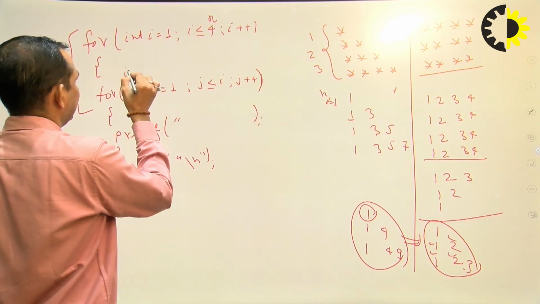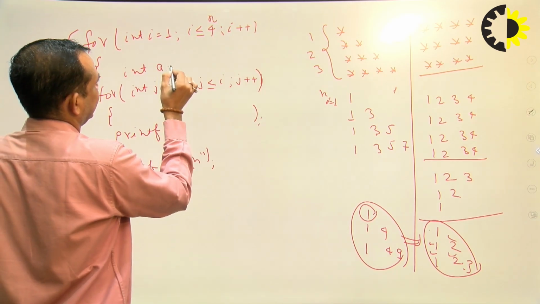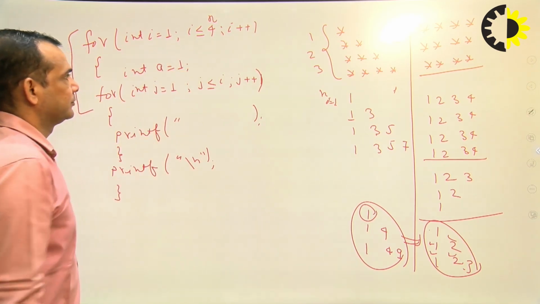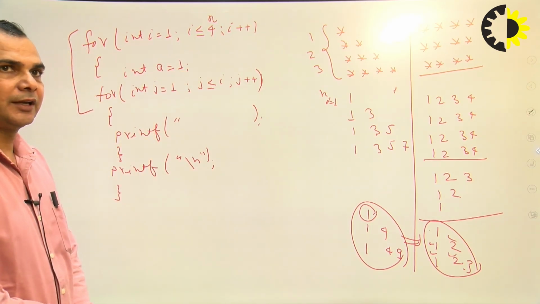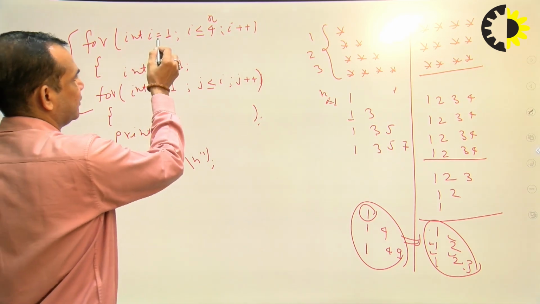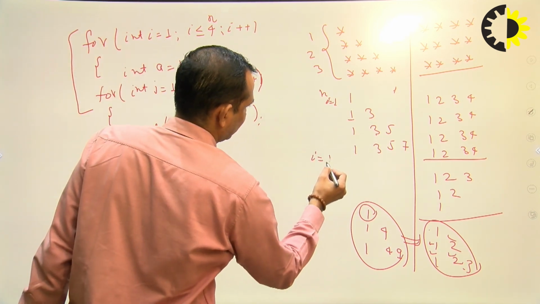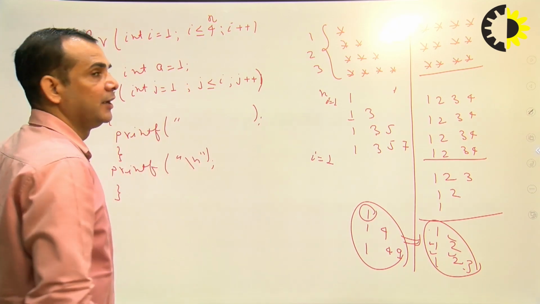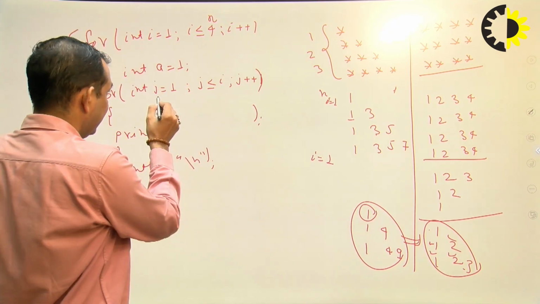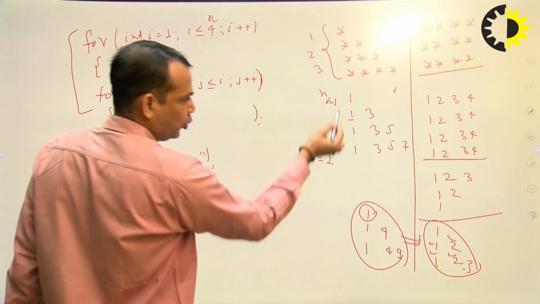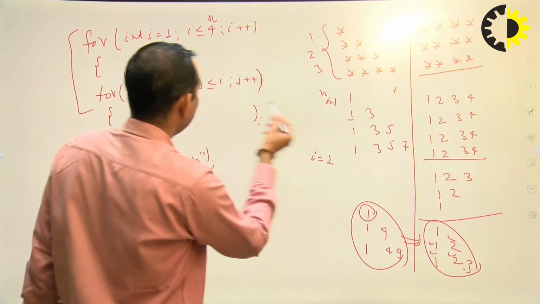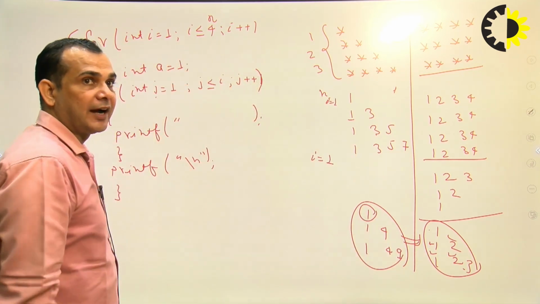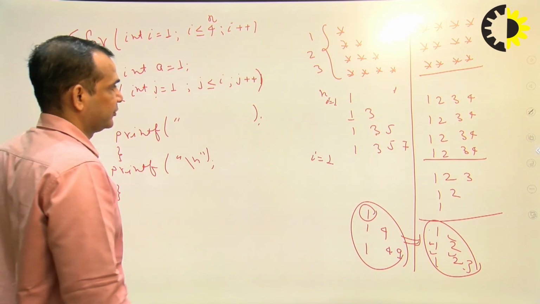Now if I declare a variable a equal to 1, that means I equal to 1. So we have to initialize a variable int a equal to 1. Now it will check j equal to 1. The loop's condition is the same, so we cannot change the value of I and j. These are fixed.